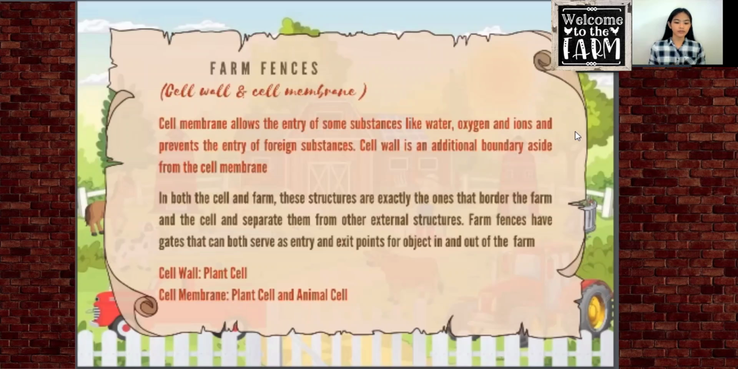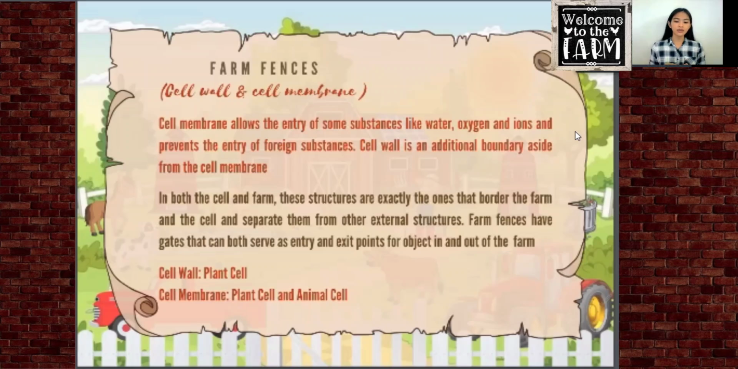In both the cell and farm, these structures are exactly the ones that border the farm and the cell and separate them from other external structures. Any object within the fence and cell membrane and cell wall are properties of the cell, while all those that are outside are not components of the system. Similarly, cell walls and membranes have membrane proteins and farm fences have gates that can both serve as entry and exit points for objects in and out of the system.